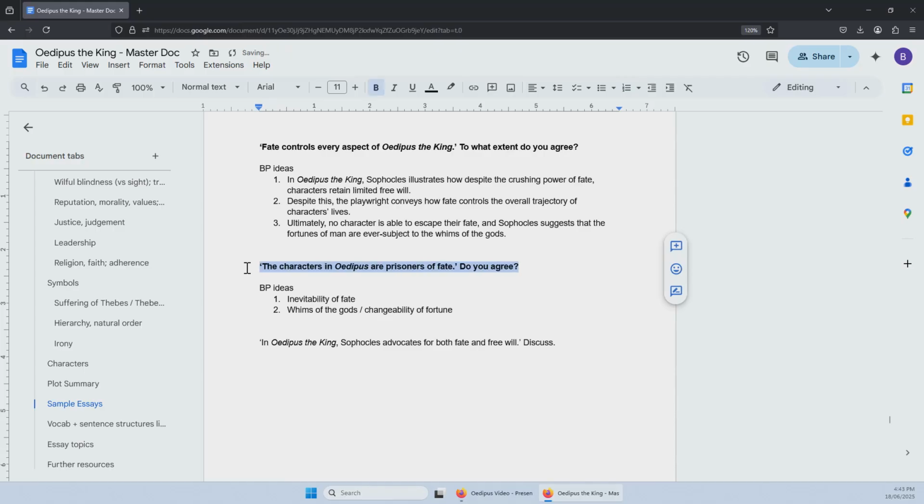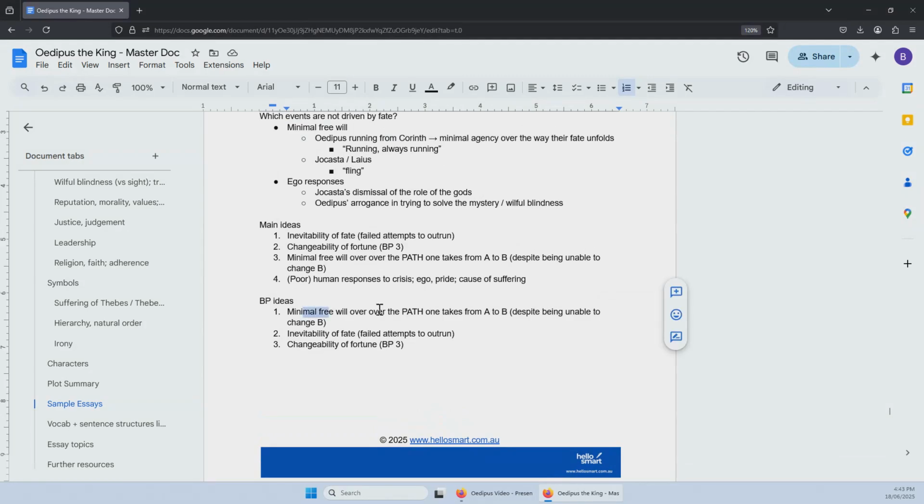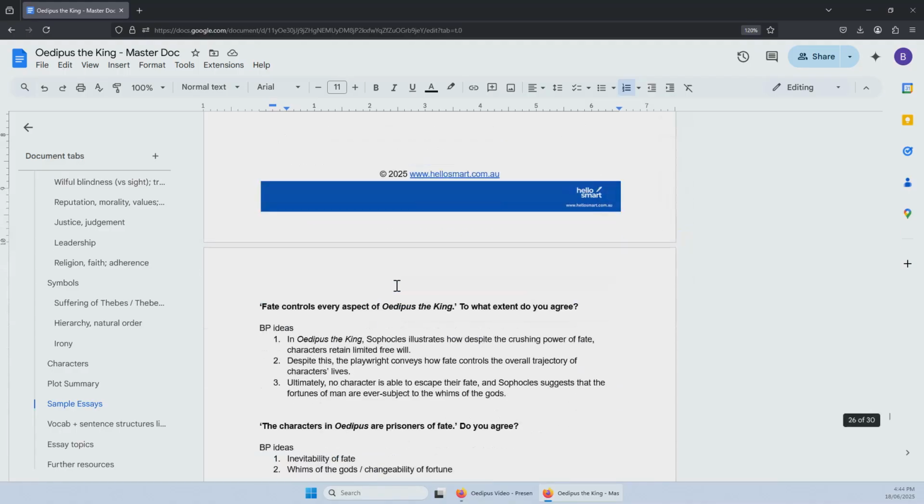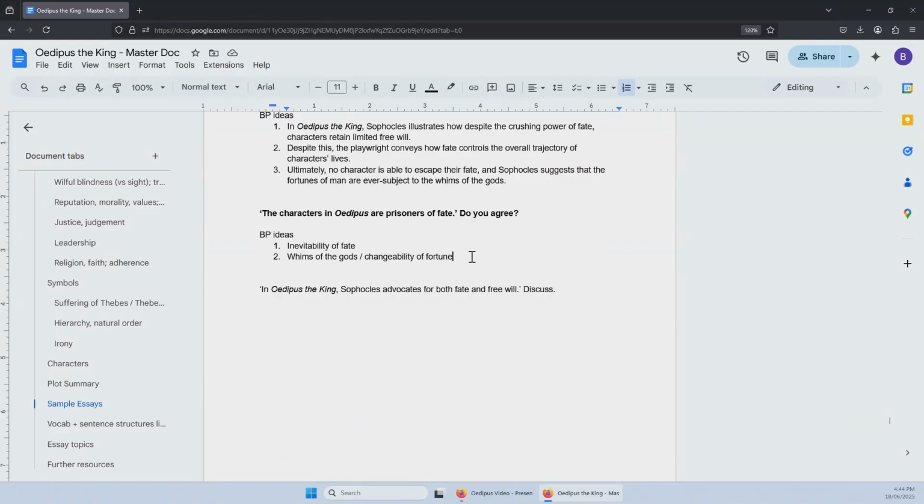So do we agree that they're prisoners of fate? Well, yes, and we can already reuse these 2 ideas. And then last question, are they prisoners of fate in this way, or is this a way that they're not prisoners of fate, perhaps? So we'd say probably yes, like there is limited free will, and we can either do it in terms of they can decide the path that they take to get there, even if they can't change the destination, or we could talk about ego, human responses, pride, Oedipus's response to Creon and Tiresias. So either of those would work.